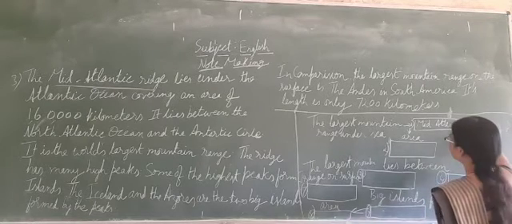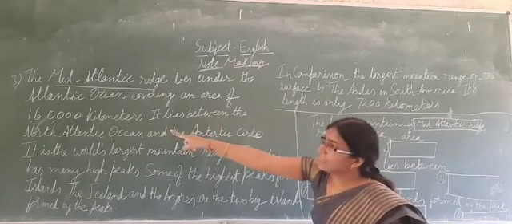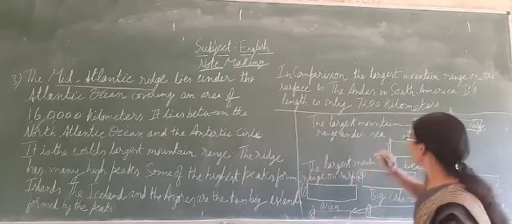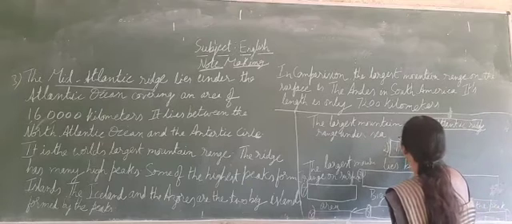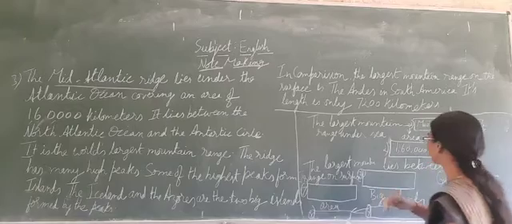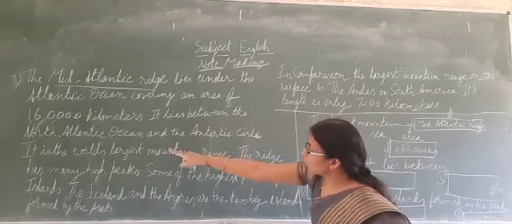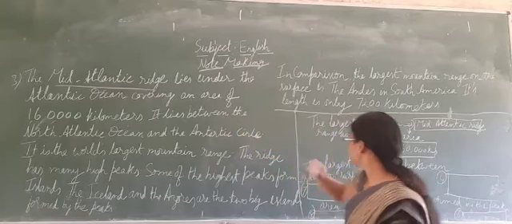Mid Atlantic ridge covering an area of 1,60,000 kilometers. So it lies between North Atlantic Ocean and Antarctic Circle.